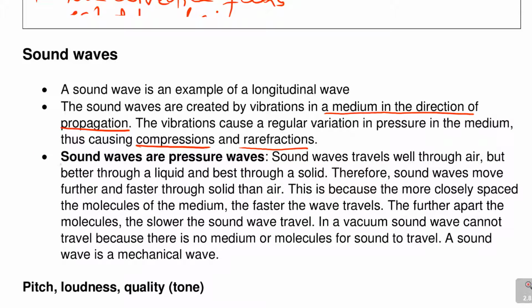Now, what are sound waves? Sound waves are said to be pressure waves. Sound waves travel well through air. Now, this is very important. They travel well through air, but better through a liquid and best through a solid. Remember the three mediums. I'll explain this in the next lesson. Therefore, sound waves travel further and faster through a solid. This is because the more closely spaced the molecules of a medium, the faster the waves travel. The further apart the molecules, the slower the sound wave travels. In a vacuum, a sound wave cannot travel because there is no medium or molecules for sound to travel.